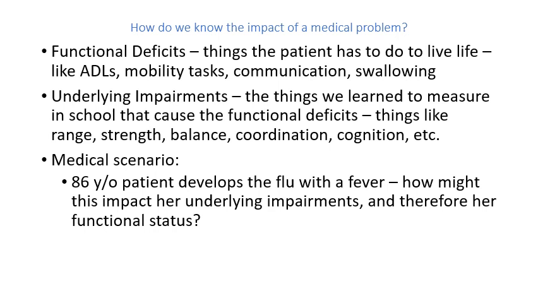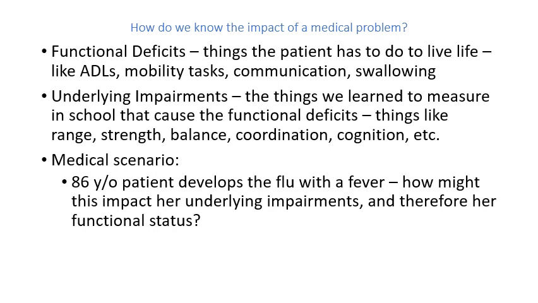We need to distinguish that, though, from underlying impairments. Underlying impairments are the things that we learn to measure in school or maybe at continuing education courses that cause the functional deficits to begin with. Things like range of motion, strength, balance, coordination, cognition, etc. We learn to measure those things, and by knowing how to measure those things, we in part demonstrate our skill and knowledge as a therapist.